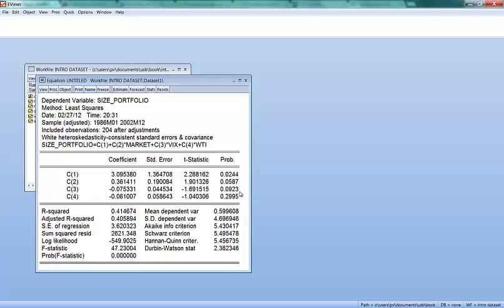This is not always the case, but it happens often enough that you really want to test for any heteroskedasticity in empirical data and correct when necessary.